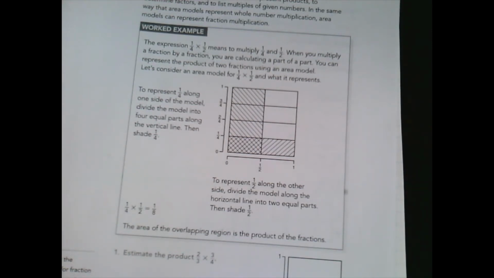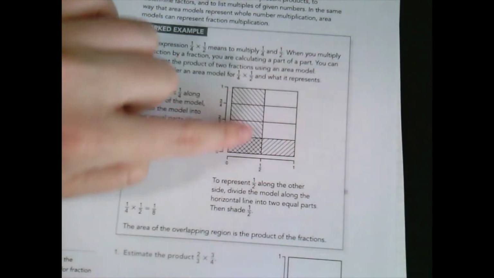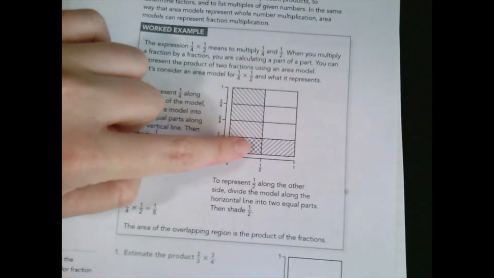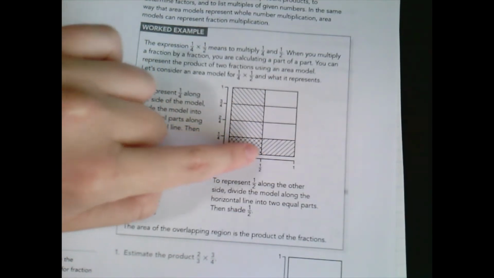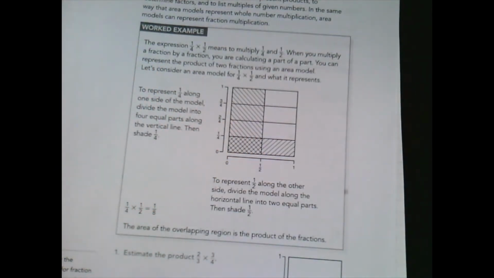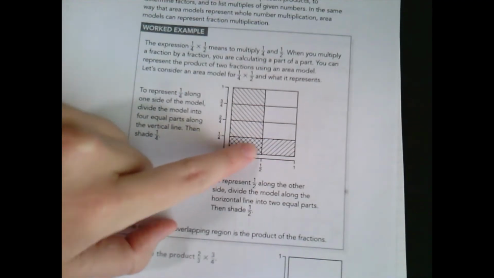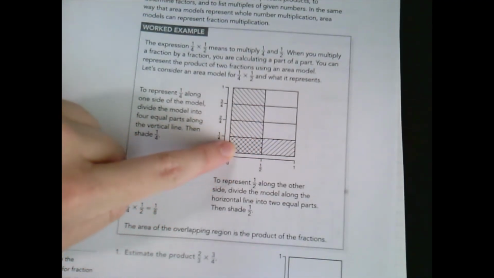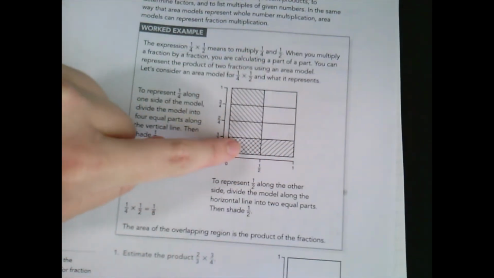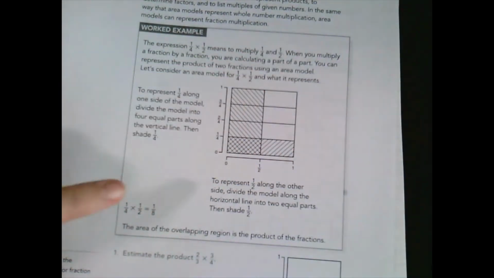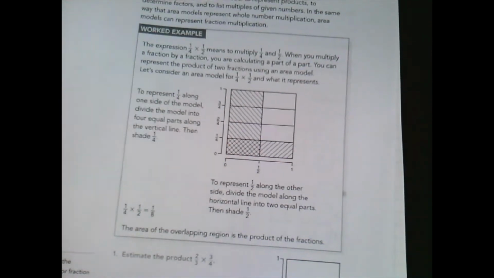So when we multiply 1/2 times 1/4, we get this part right here that has been shaded twice. So this part right here is our answer. So 1 out of how many parts total? We have 1 out of 8 parts total, so we know that this is 1/8.